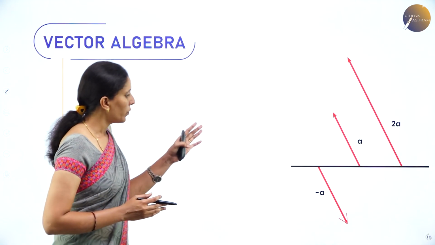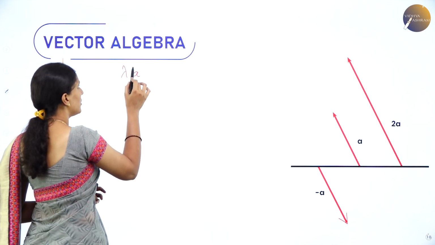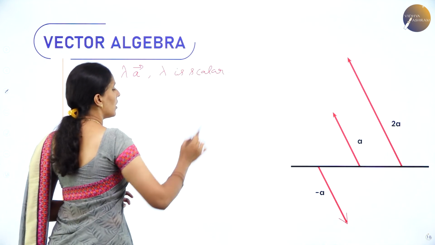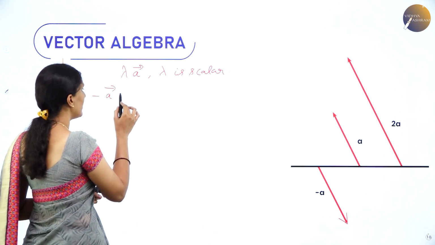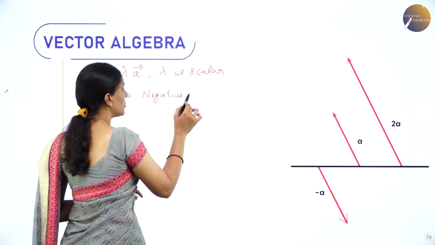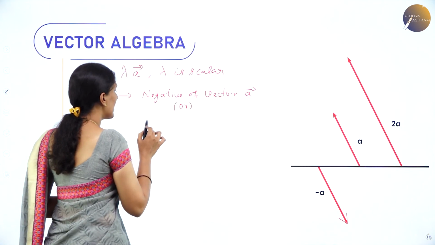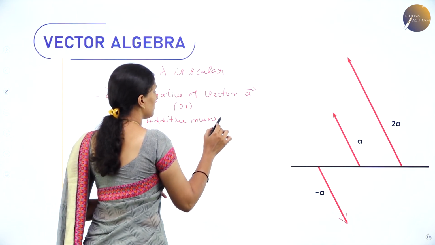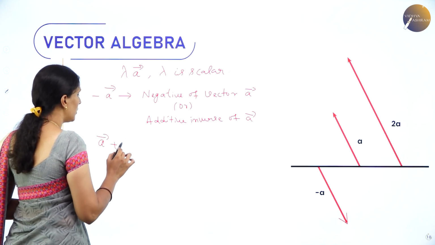Now in general, we can take the scalar multiple of any vector in the form of lambda into vector A, where lambda is a scalar quantity. Now as I said, minus A, or minus of vector A, is nothing but the negative of vector A. This is called the negative of vector A, or we can also call it the additive inverse of vector A.